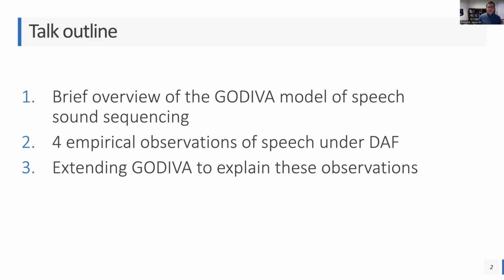So in general, the outline here is to first give you a necessarily brief overview of a model that I developed way back in my PhD that guides our thinking about many things in the lab, but especially guides the framing of these studies. I'm going to fairly quickly go through 4 specific empirical observations of speech under delayed auditory feedback that we've observed in experiments in my lab. And then we'll talk a little bit about how we think we need to extend this GODIVA model to explain these observations and what it might mean for our understanding of speech motor control and speech sequencing down the road.